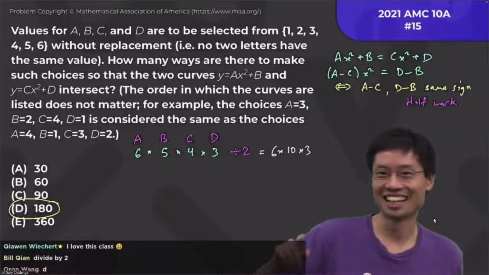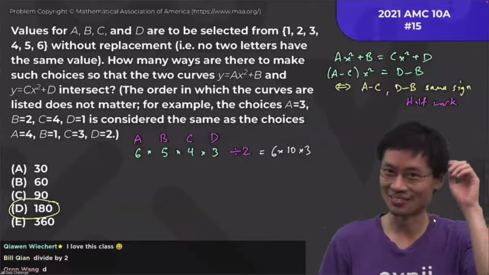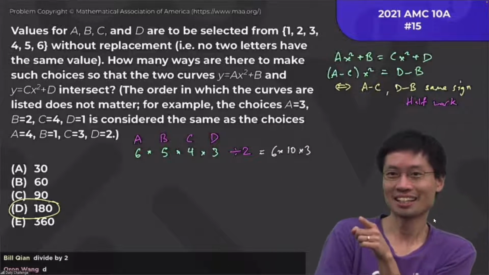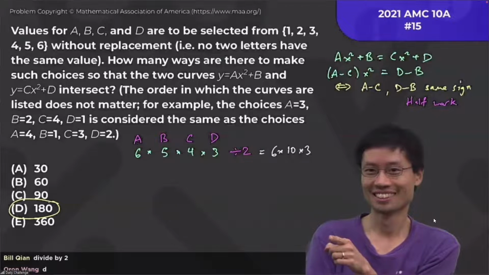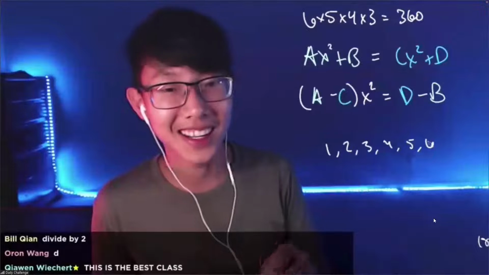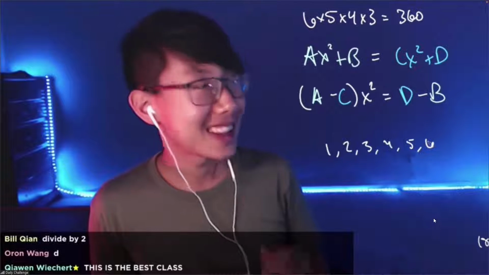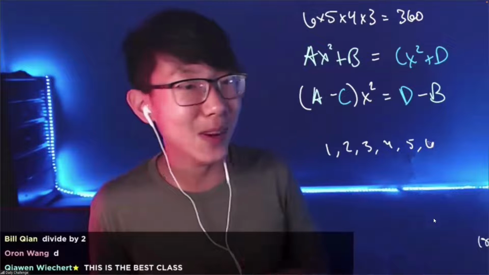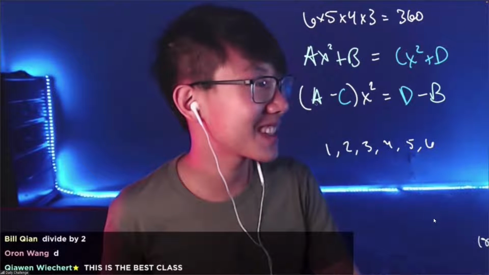I have an idea. I'm just watching you, and I was inspired by what you were doing. It looks like a minus c and d minus b have to have the same sign, and that feels like a half thing. Does that help? That's true. Okay, I understand. That helps a ton.